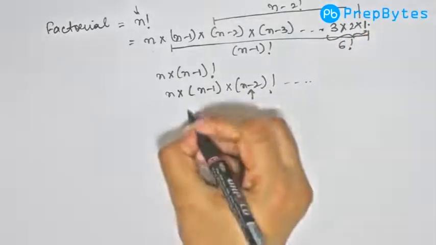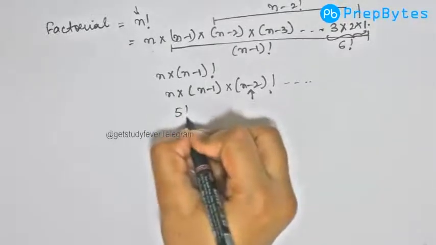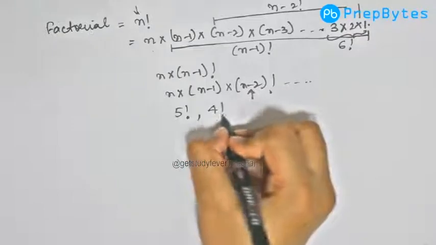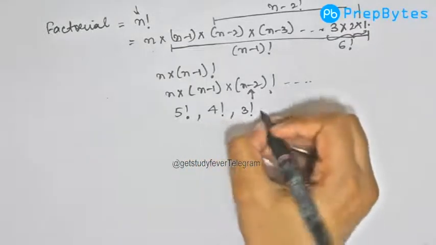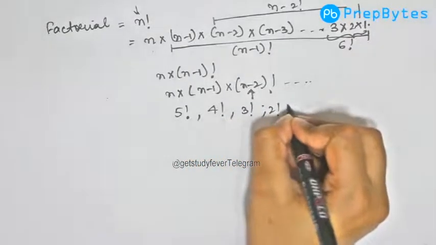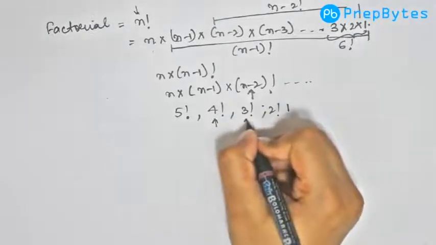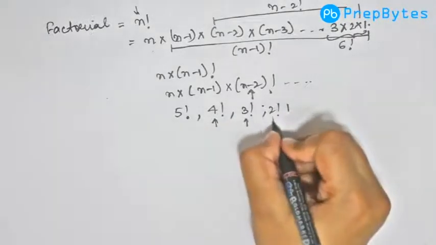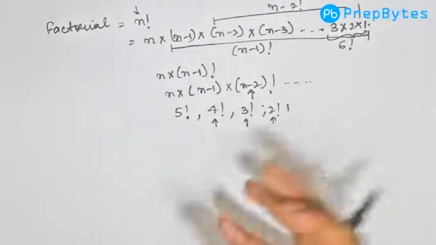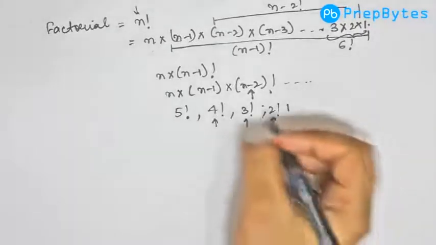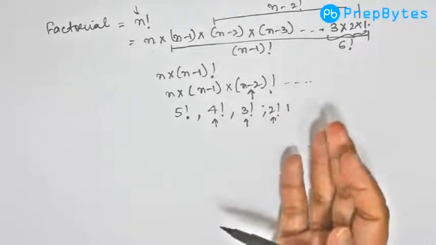So if we consider this in numbers, let's suppose n is 5. In order to get 5 factorial, we have to get 4 factorial. In order to get 4 factorial, first we have to get 3 factorial. And in order to get 3 factorial, first we have to get 2 factorial. So you see there's a kind of division into sub problems that's happening. Similar is the case of recursion.